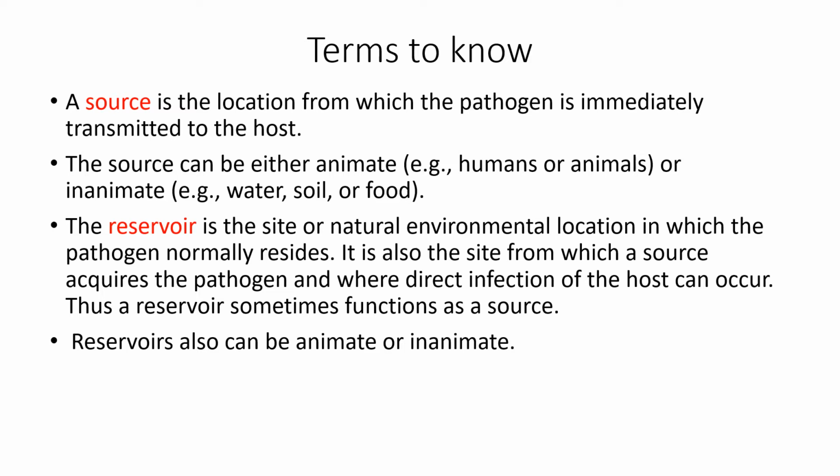So that location is called a source, and this source can be either an inanimate object or an animate object. Animate in the sense it could be animals or human beings. Inanimate environments like water, soil or food can act as a source of a pathogen from where the host gets the pathogen inside his body. And there is another term called a reservoir that is also used. What is it? The reservoir is the site or natural environment in which the pathogen normally resides.